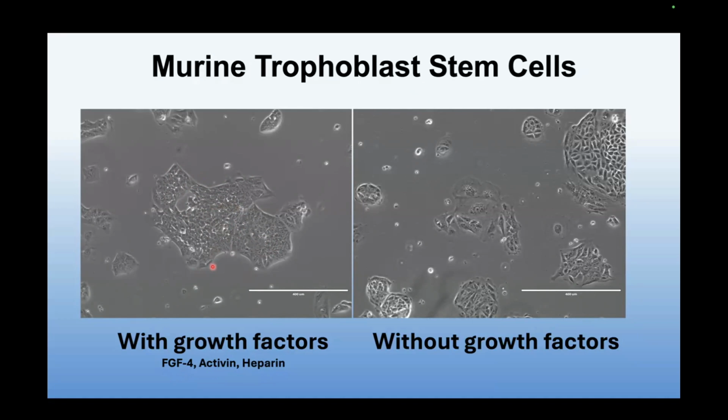In mouse cells, not in human, I don't believe, if you remove the growth factors, they spontaneously differentiate into this giant cell. See that? These giant cells form spontaneously when you remove the growth factors. And you can also induce them to differentiate using other methods.